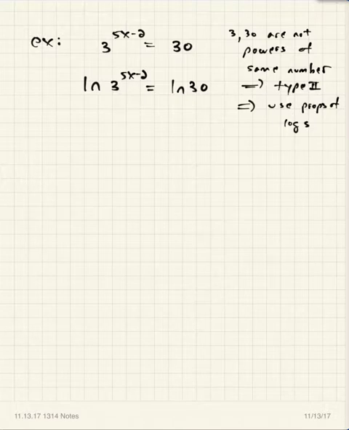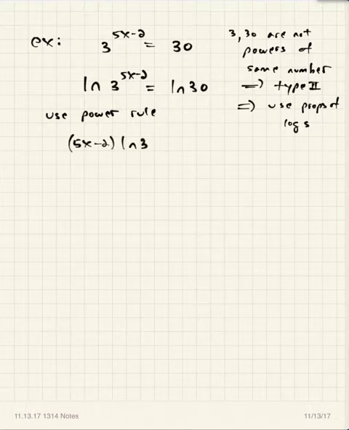So I use the power rule here for logarithms. This is why you're using logarithms here, because we have this power rule. And that power rule allows us to take the exponent and bring it down as a factor. So you have 5x minus 2 times natural log of 3 equals natural log of 30. All right, and so now we're going to solve for x.